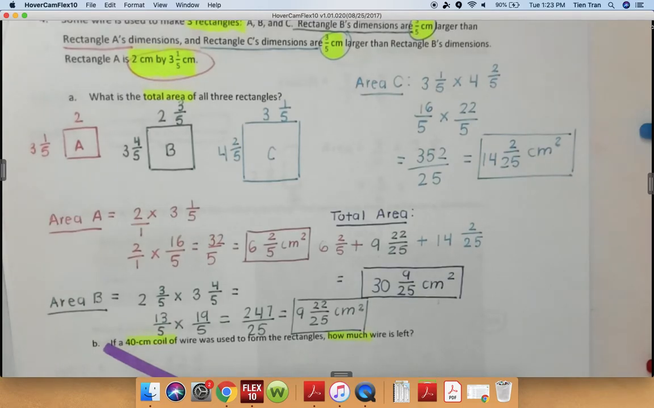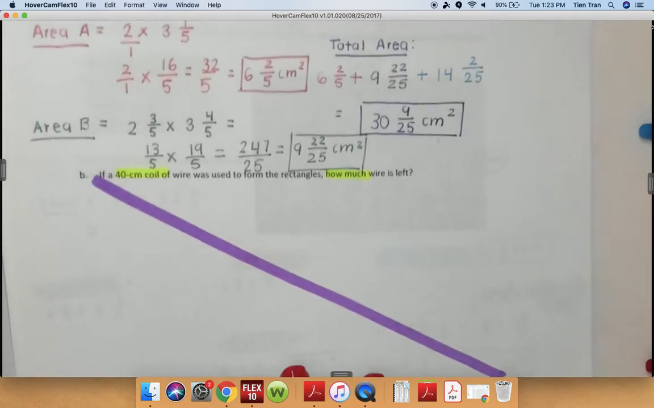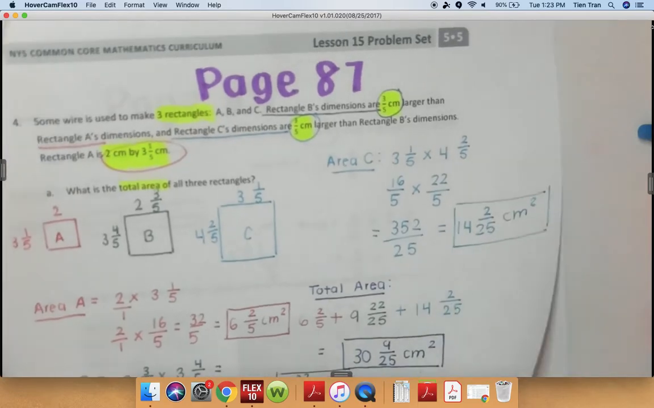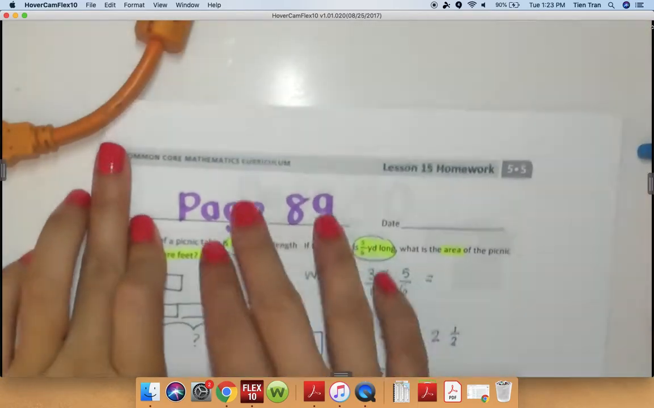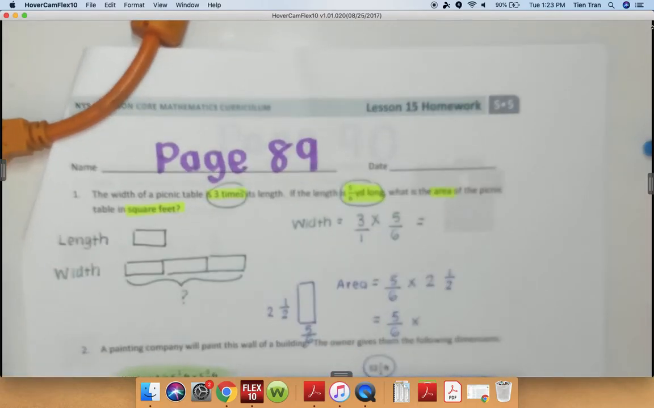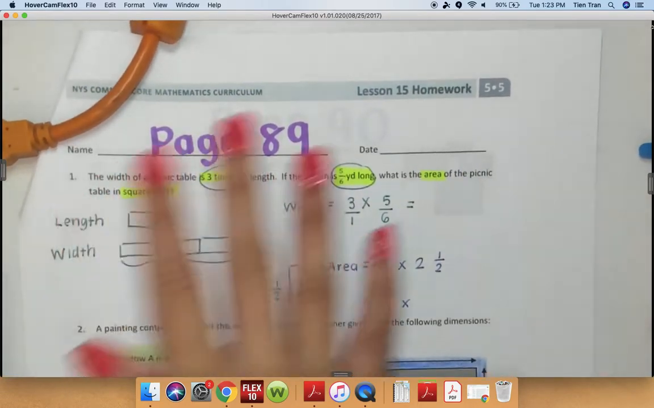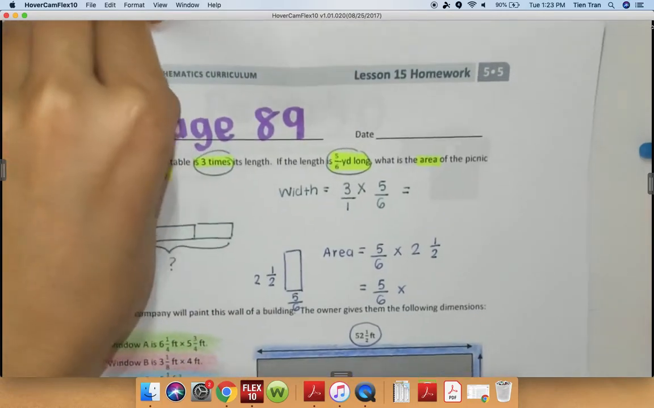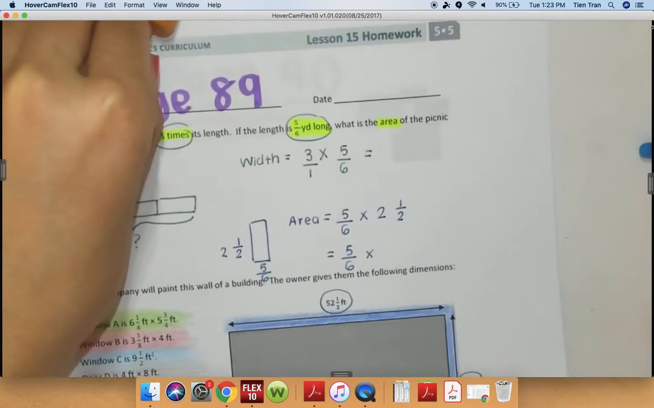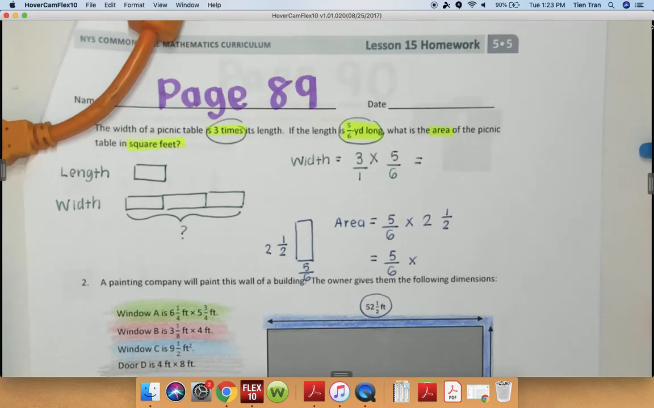Okay, I'm going to skip problem B, but we're going to move on to the next page. So we're on page 89. I know there's a little page in between those two pages. It's just an empty page, but now we're on page 89. You're not skipping a page, but you're just turning your page. So make sure you're doing that.